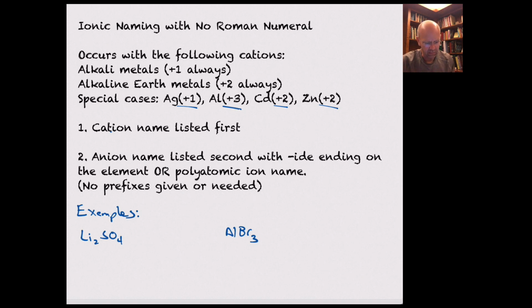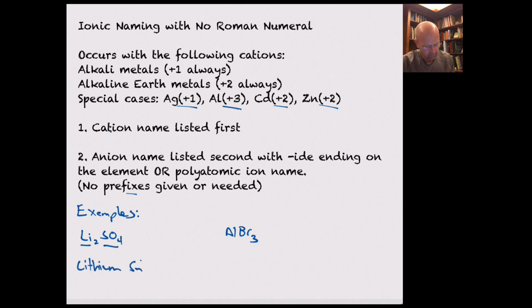And then the anion name is listed second with "ide" on the ending if it's an element, or just with the polyatomic ion name. So no prefixes are needed or given because we know the charge on the cation. So for example, this compound has 2 constituents. It has lithium and it has sulfate. In order to do that, you actually had to know what sulfate is and what its name is for the polyatomic ion, right?